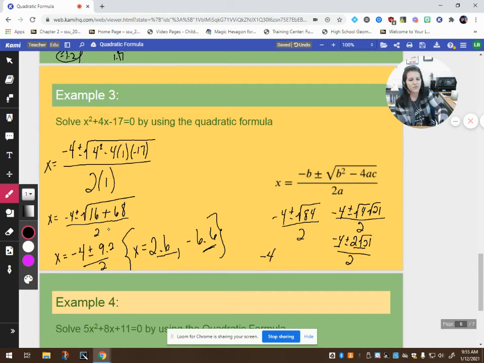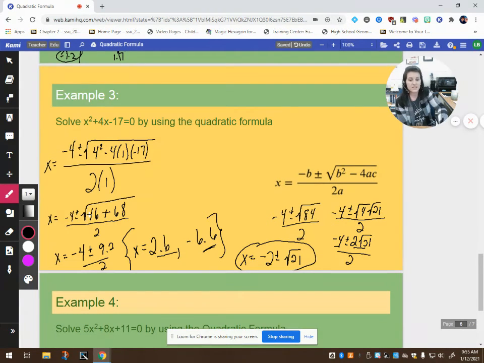So I have negative 4 divided by 2 is just negative 2. So I have negative 2 plus or minus 2 divided by 2 is 1, so I'm left with the square root of 21. So these are my values of x. X equals negative 2 plus or minus the square root of 21.